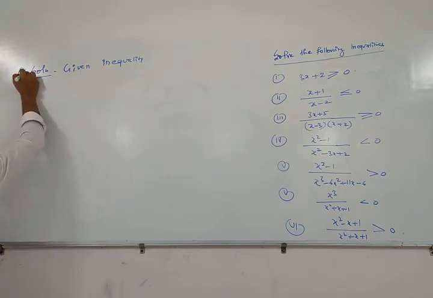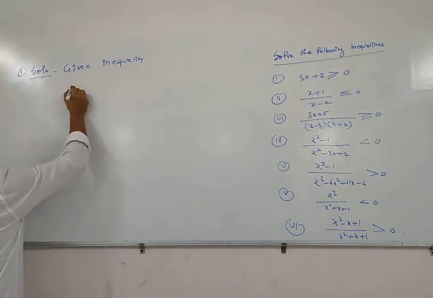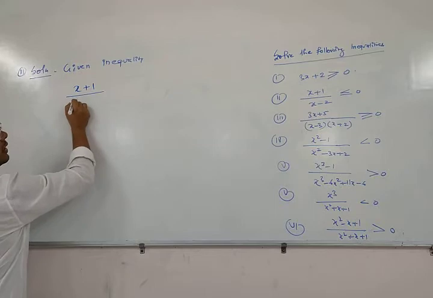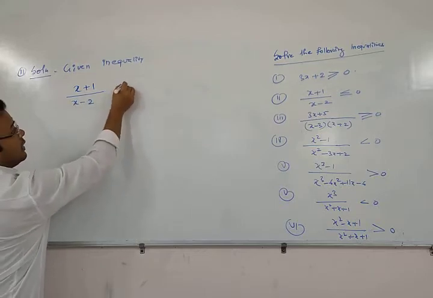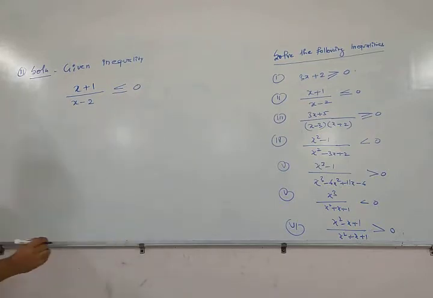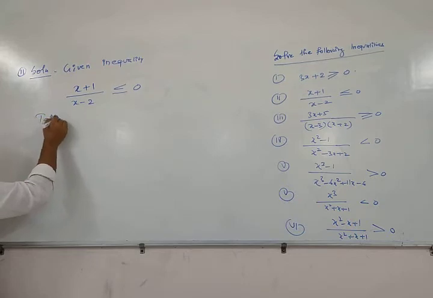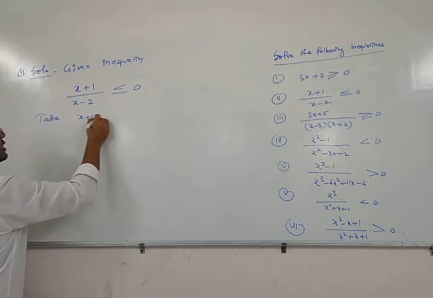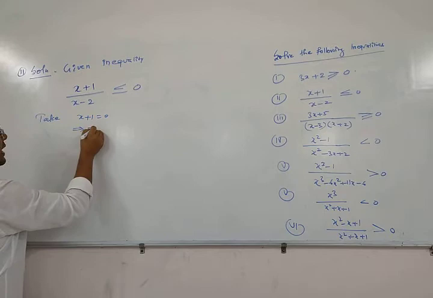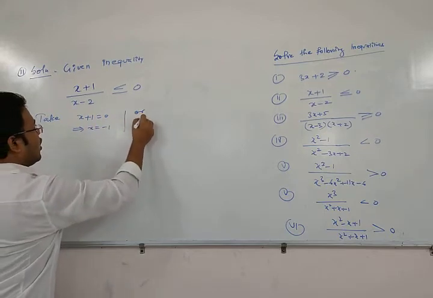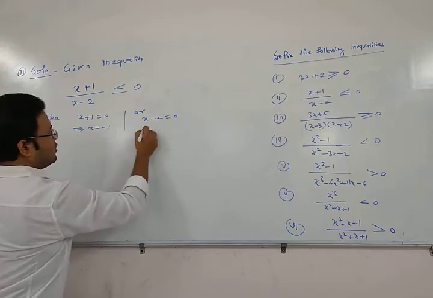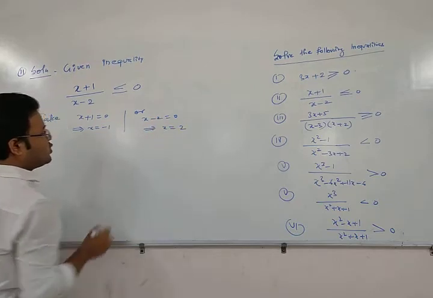Number 2. Inequality: x plus 1 upon x minus 2 less than or equal to 0. This is the inequality. Here, take x plus 1 equal to 0. This implies x is equal to minus 1. Or x minus 2 equal to 0. This implies x is equal to plus 2.